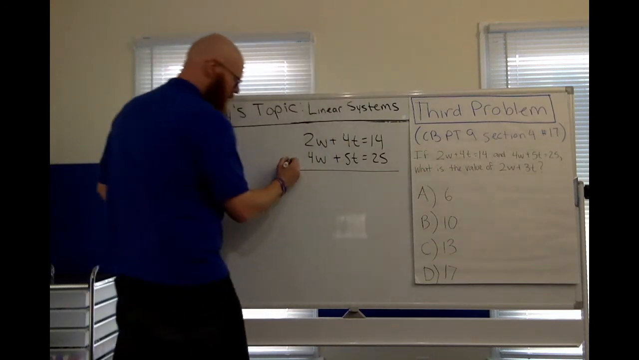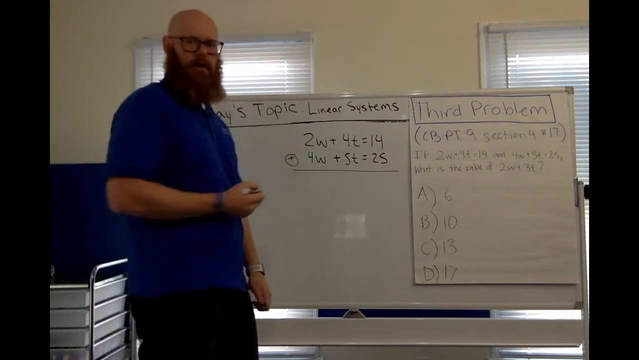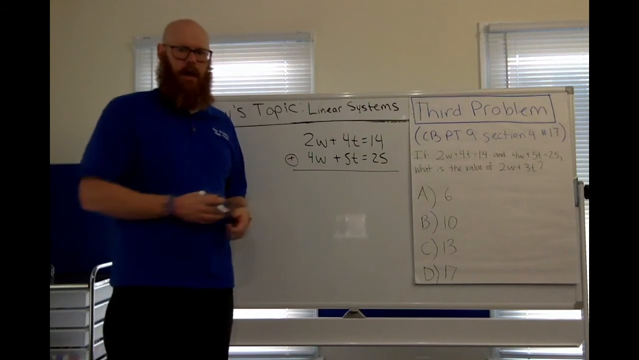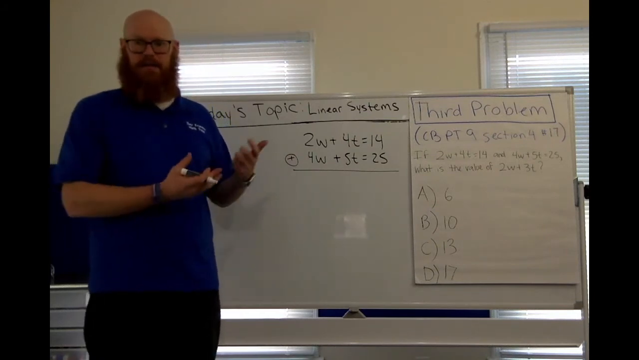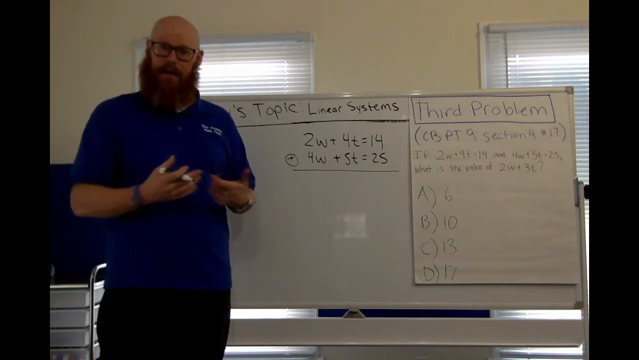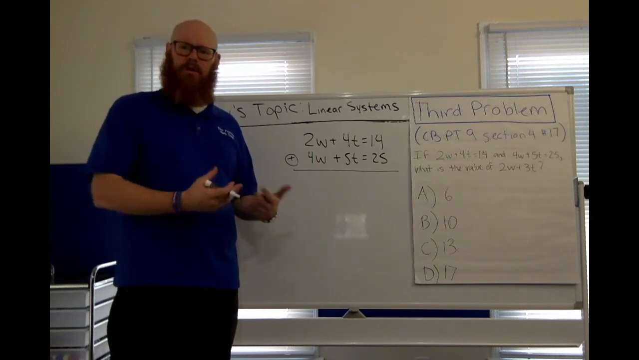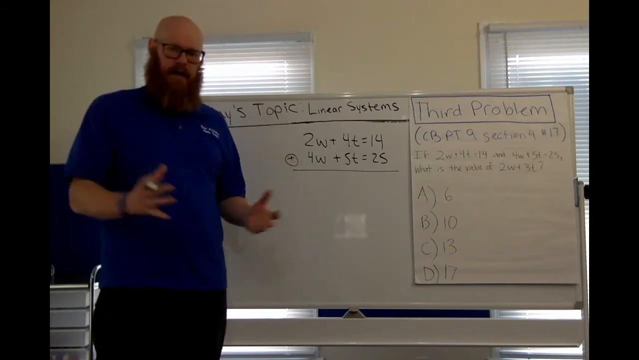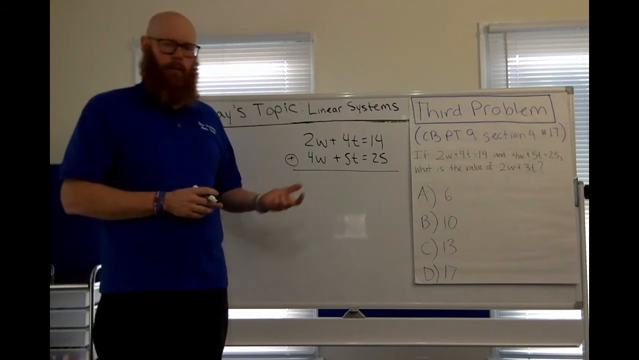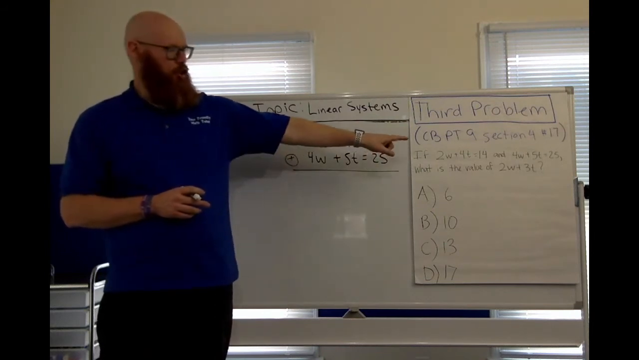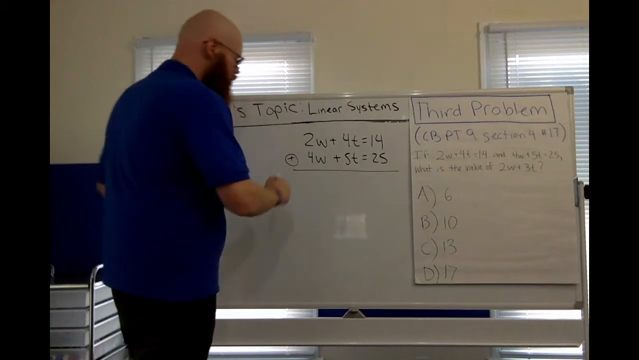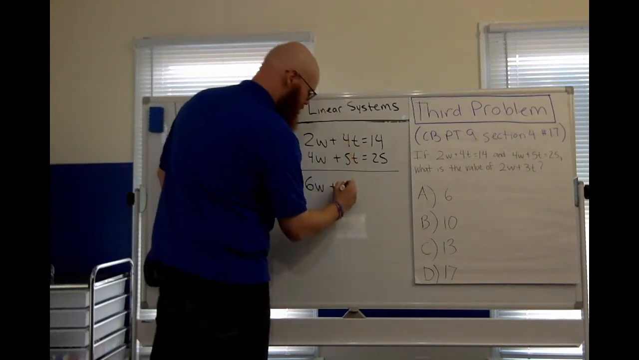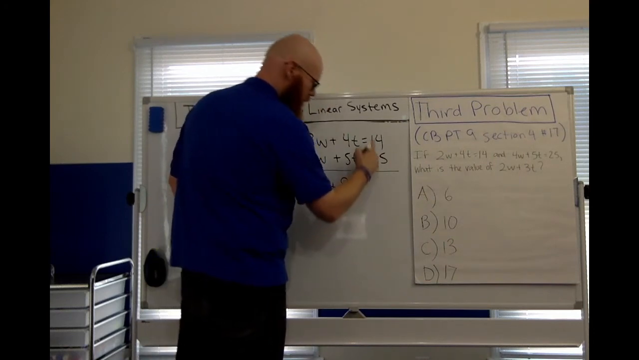So I'm simply just going to add my equations together. It's a little weird. In school you were taught, don't add your equations together until they're opposites, or don't subtract your equations unless they're exactly the same, because you're trying to eliminate a variable. But in school, you're always trying to find the x and the y separately, and then think of that as a coordinate pair. In this problem, we're not. We're only trying to find 2w plus 3t. So when I add these equations together, I get 6w plus 9t equals 39.